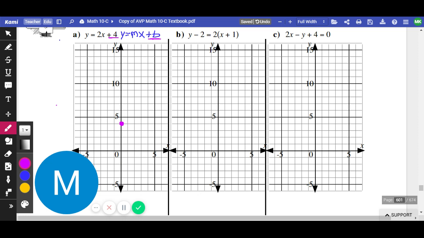Then I need a map to get to my next point. Your map or way of getting to your next point is your m value. The m value tells you how to get to your next spot because that's my slope. Slope is rise over run. In this case, our slope is only 2. Every slope is a fraction. It just might not always look like a fraction. If I wanted to turn that into a fraction, it would actually be 2 divided by 1.